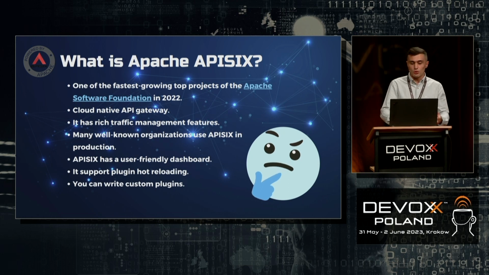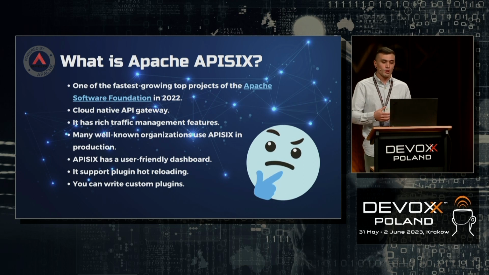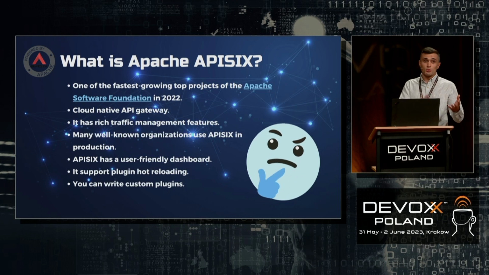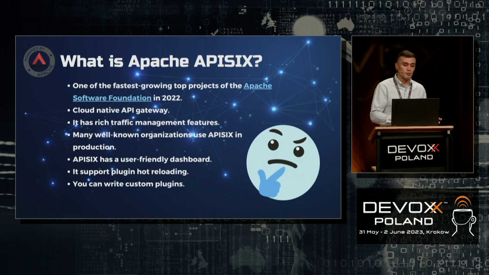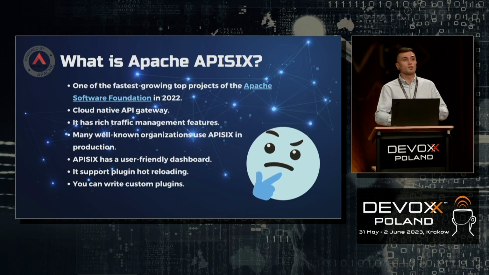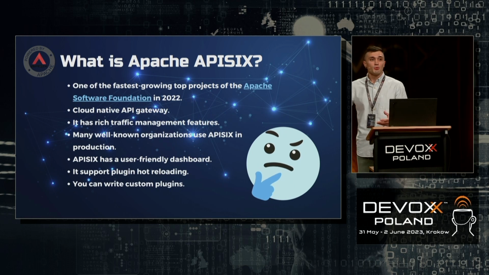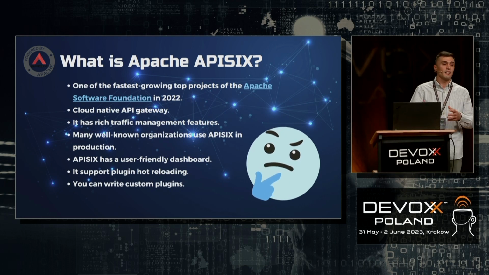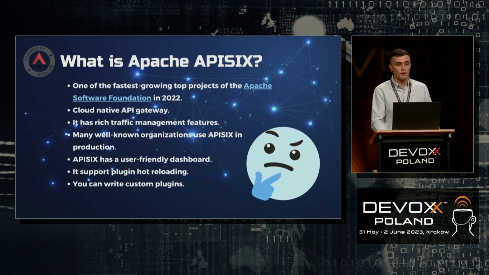APISIX is also one of the top projects now, increasingly gaining popularity when you're working with API gateways and API management, because it's fully open source and free. It also has features like plugins and hot reloading of plugins, so you can add more plugins as you wish without stopping your server. It can run additional functionality while your application is running, without downtime. This is a cool feature that I know.